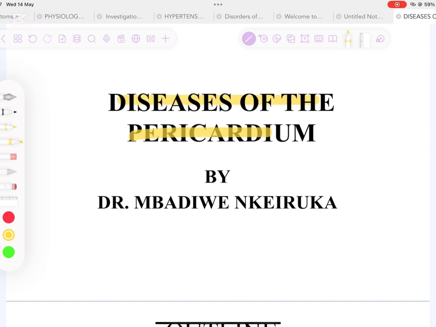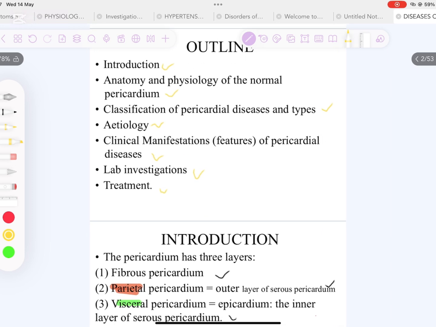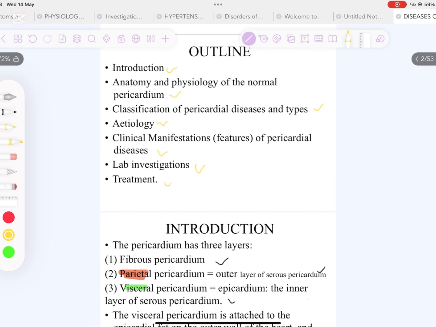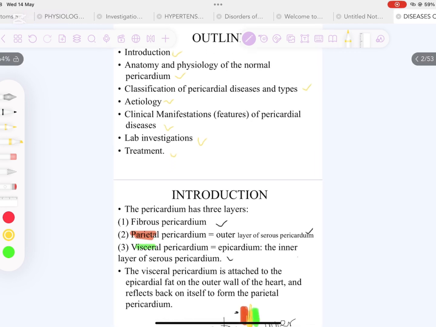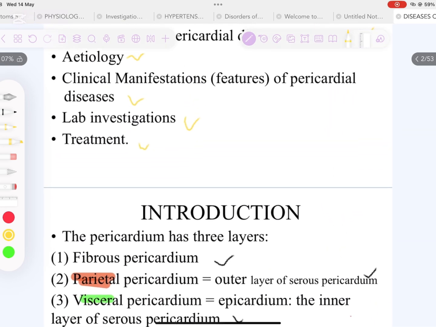Today we are going to be taking the topic diseases of the pericardium. Okay, so this is our outline: introduction, anatomy and physiology of the normal pericardium, classification of pericardial diseases and types, etiology, clinical manifestation, lab investigations, and treatment.